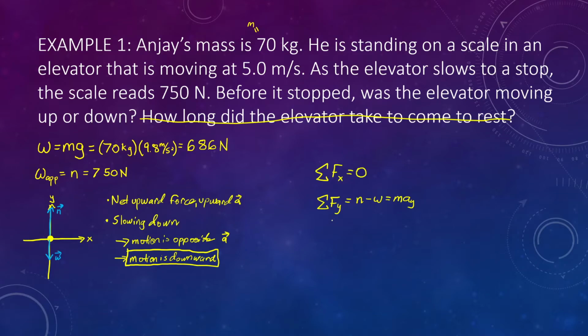Well, we want to figure out information about the acceleration in this problem, so let's solve for that. The acceleration is equal to, if you rearrange this equation a bit, N minus W divided by the mass. This will give you 750 newtons minus 686 newtons divided by the mass, which was 70 kilograms. Well, if you plug all this in, you'll get, and this is key, a positive 0.91 meters per second squared.